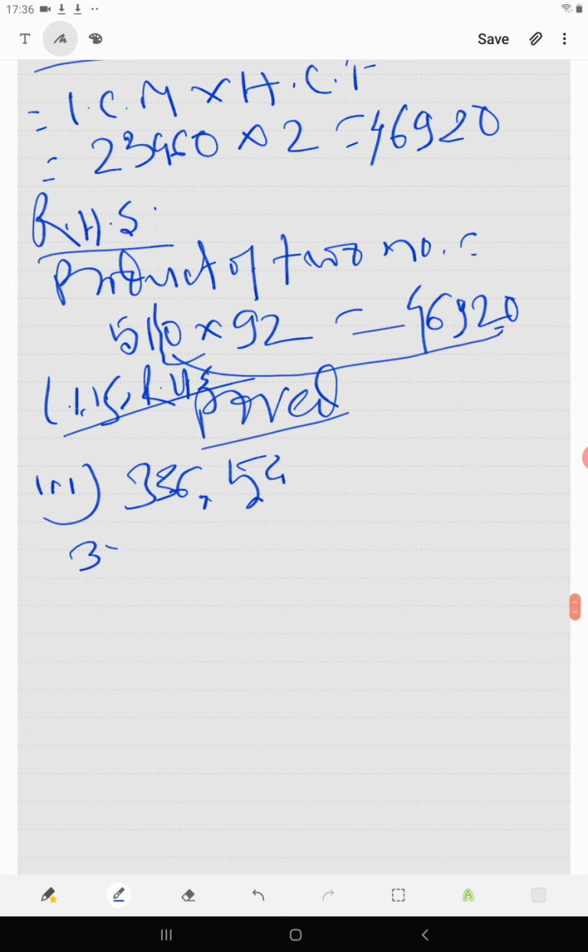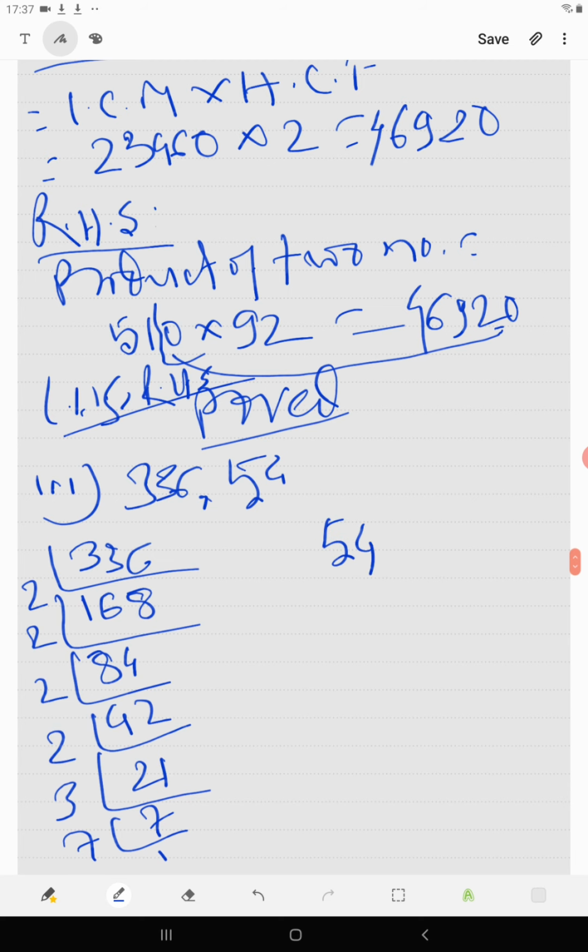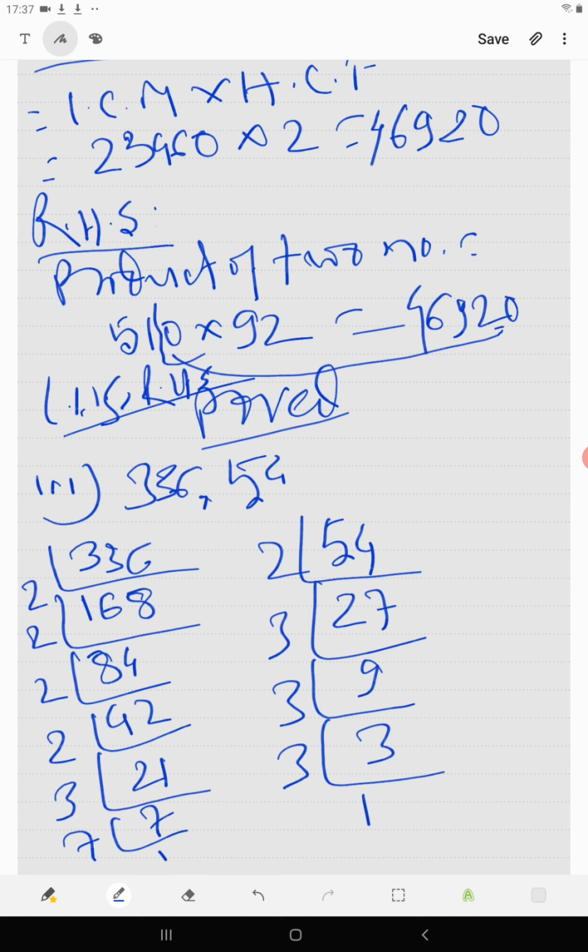Okay, so let's do the factorization for 336. 2, because it is ending with 6, so it will be divisible by 2. So 2 168, 2 84, 2 42, 2 21, 3 7, 7 1. Now let's go for 54. 2 27, 3 9, 3 3, 3 1.